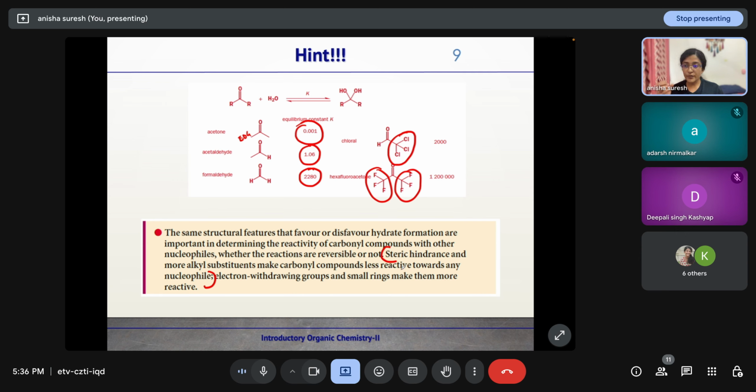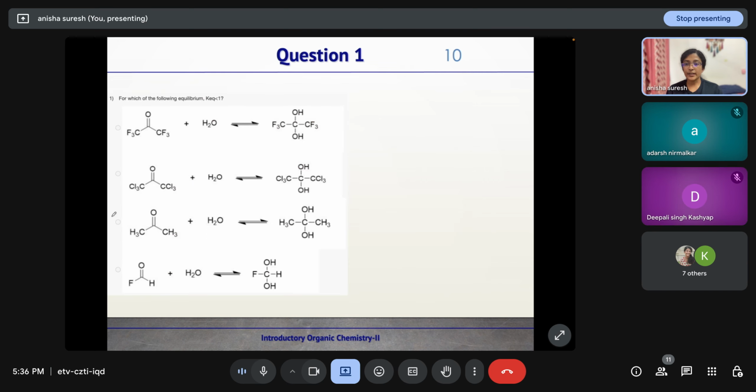So if the electron withdrawing groups are present, then what will happen? They will pull the electron density towards themselves, and it makes the carbonyl carbon more electrophilic, and the hydration reaction can take place at a faster rate. Clear, right? Okay. So here option C is the right answer.